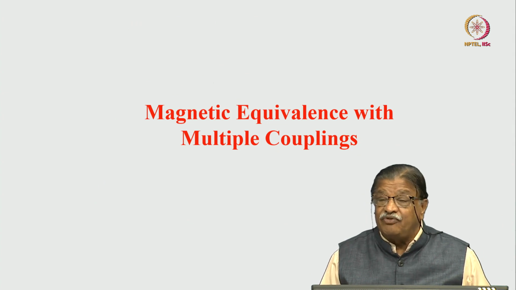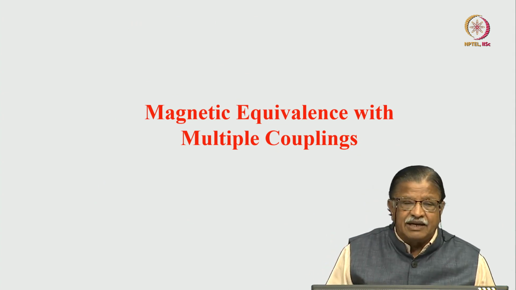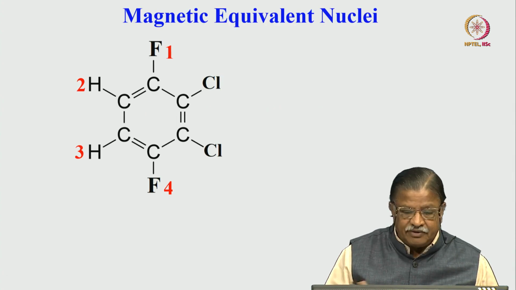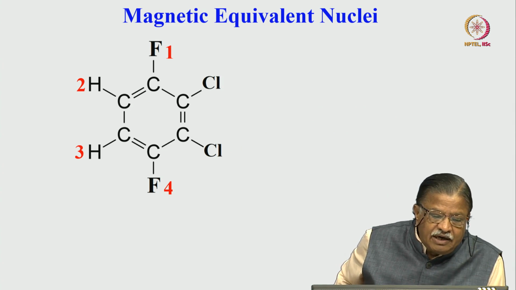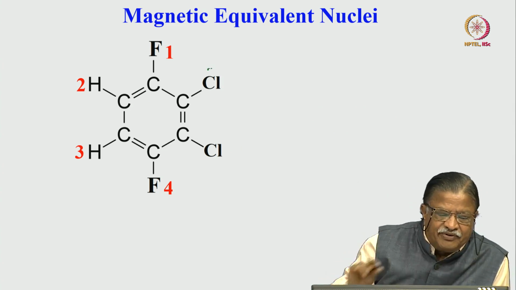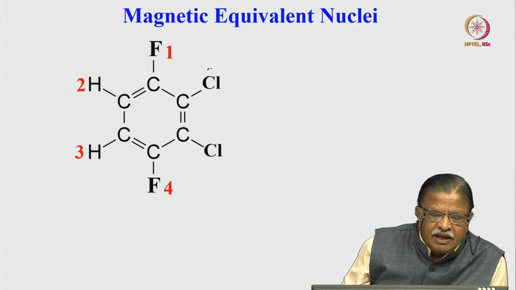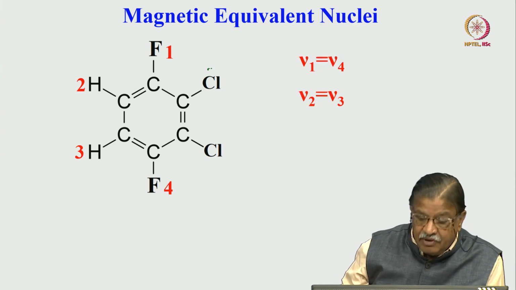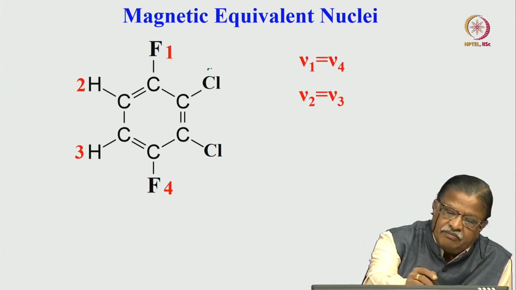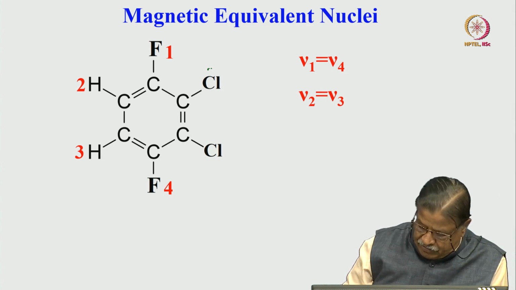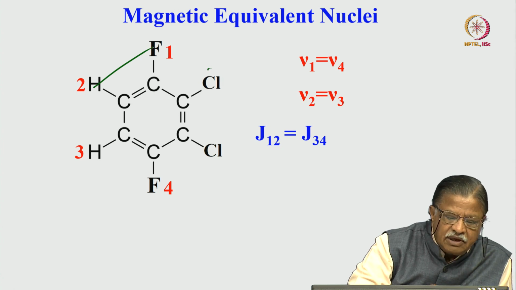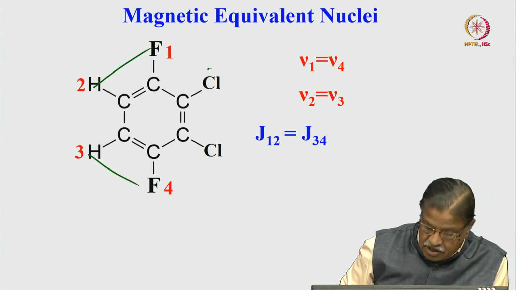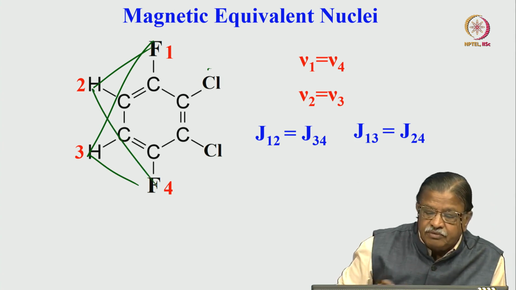But we can come across some funny situations also. We can come across magnetic equivalence with multiple couplings. Look at this molecule. This is 1,4 difluoro, I mean 2 chlorobenzene, whatever that name. We have 2 protons and 2 fluorines. Consider the chemical shift of fluorine: 1 and 4 are the same. Consider the chemical shift of protons: 2 and 3 are the same. What is the coupling 1,2? It is equal to 3,4. What is the coupling 1,3? It is equal to 2,4.